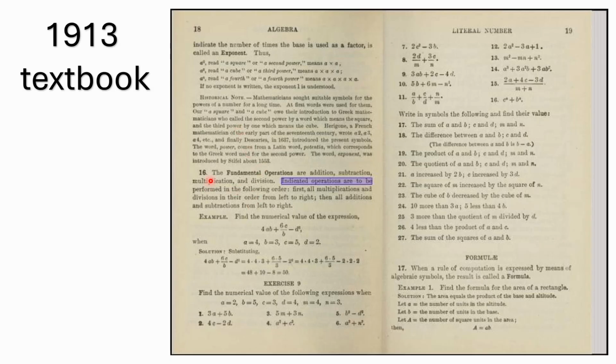But right here, this section, the fundamental operations are addition, subtraction, multiplication, and division. Indicated operations are to be performed in the following order. First, all multiplications and divisions in their order from left to right, then all additions and subtractions from left to right. So there we have it. We've got the 1910s, 1920s, and the 1950s. They all agree. If somebody out there has a textbook from back in your day that tells you different, please send me a link to it. I'd love to see it. It doesn't exist, and I keep challenging somebody to show me one.